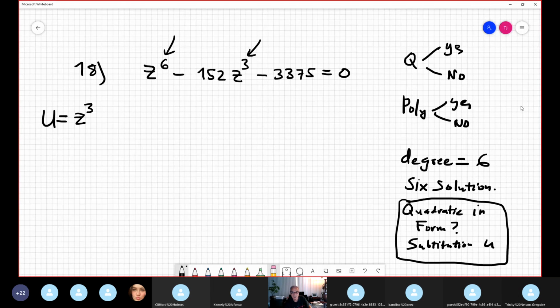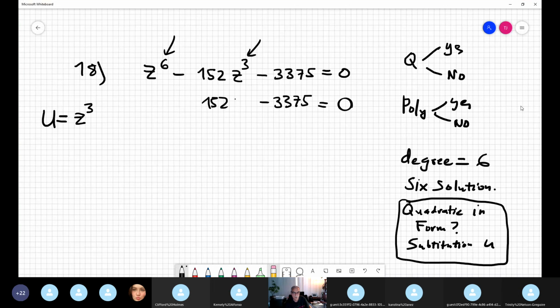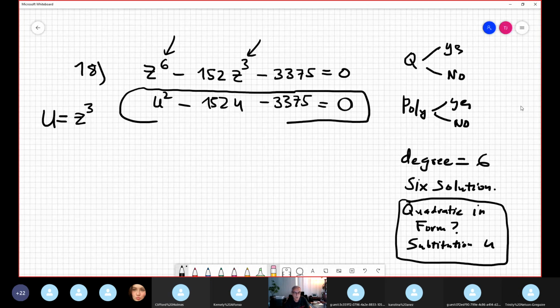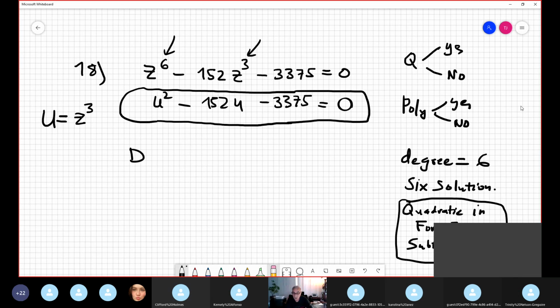Wow, crazy. Then negative 3,375, I just copy the number, 152U. And this is double, this is a square. And this new equation is now a quadratic equation. I can use the quadratic formula. Do you see the transformation? Do you understand the transformation? Got it. Okay, do you understand?